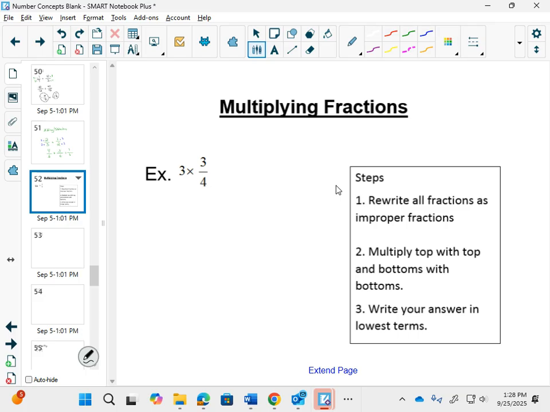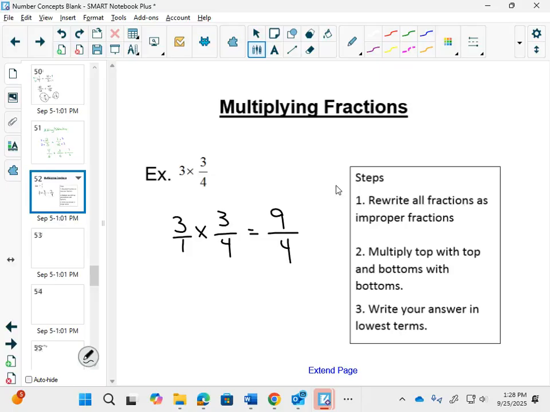So first, rewrite all fractions as improper fractions. So a 3 I can write as 3 over 1. And the 3/4 I can write as 3/4. The rules for multiplying say you multiply the tops and you multiply the bottoms. So if I do that, 3 times 3, oh, here comes our times table. We're going to have to know our times table again. We're going to get 9 on the top, and 1 times 4, we get 4 on the bottom.